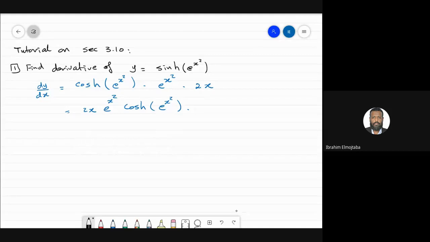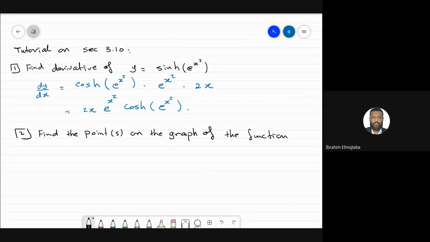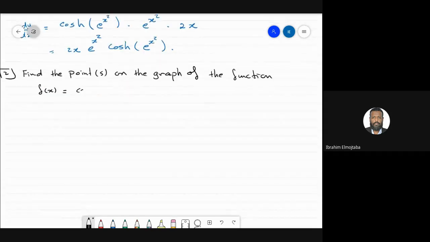Number 2, second question. Find the point or the points on the graph of the function f of x equals cosine x hyperbolic cosine x plus or minus sine x multiplied with hyperbolic sine x.